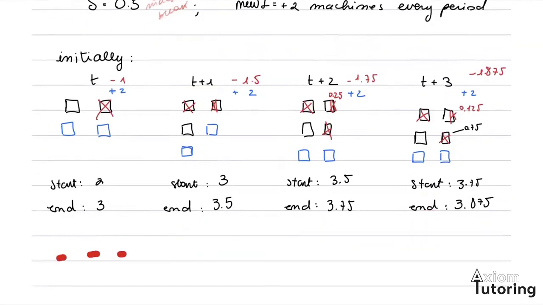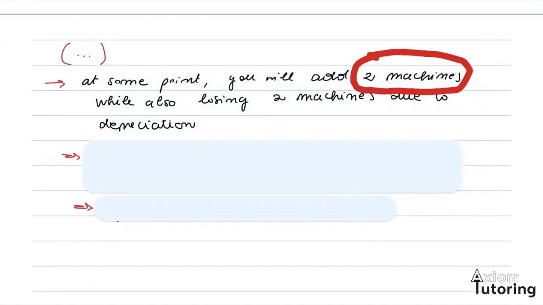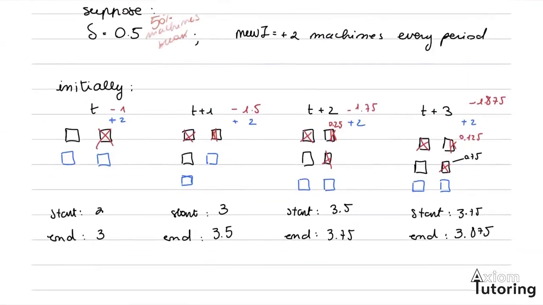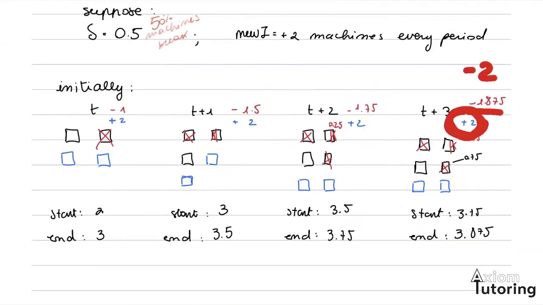And if we were to continue this process for following periods, what would happen is that at some point, you will end up adding 2 machines, as we've done until now, but we will also be losing 2 machines due to depreciation. So if we go back here, as you can see, the number of machines that we are losing is gradually increasing, and eventually it's going to reach a -2, which is exactly equal to the +2.